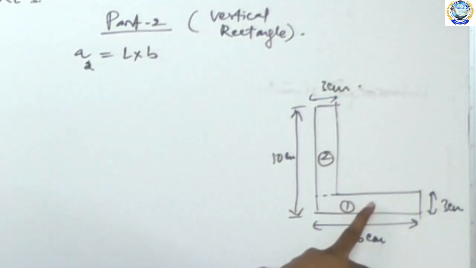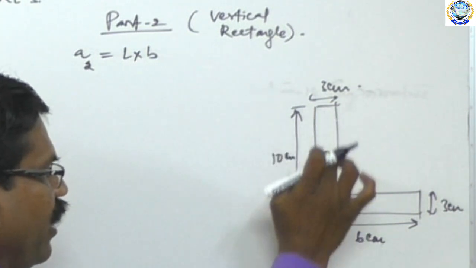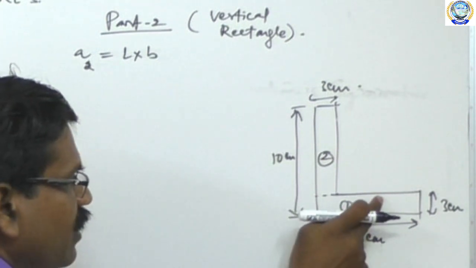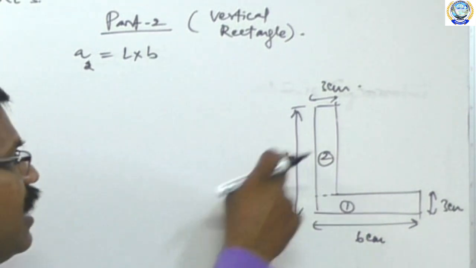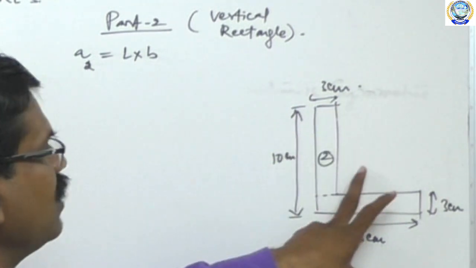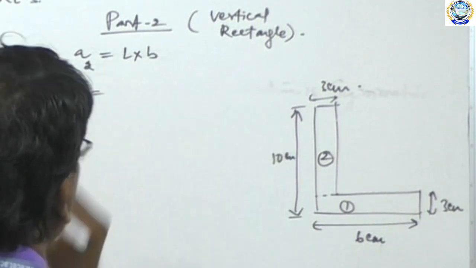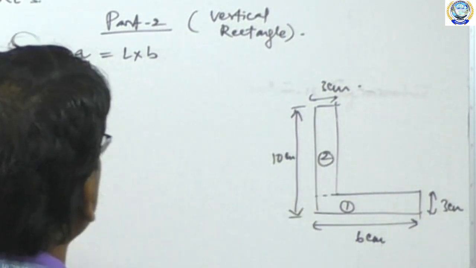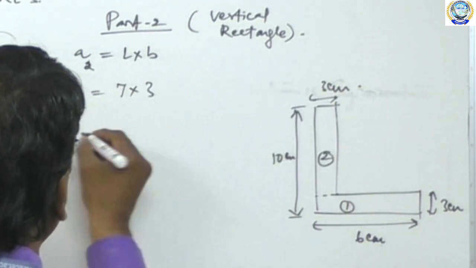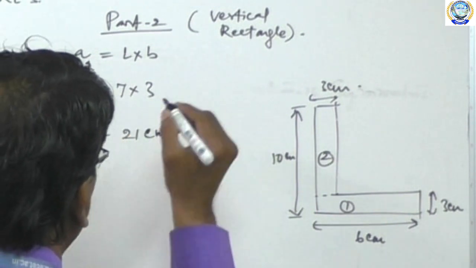If you split this L section into two parts, from here to here is 10. So if you remove these 3 centimeters from 10 centimeters, you will get from here to here only 7 centimeters. So we can consider it as L here. Therefore, A2 is equal to L here, which is nothing but 7 into B, how much? 3. Therefore, A2 is equal to 21 centimeter square.